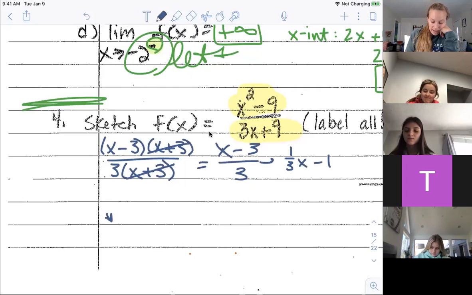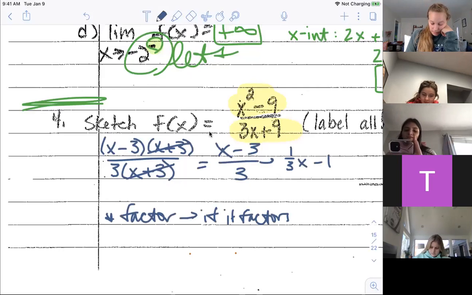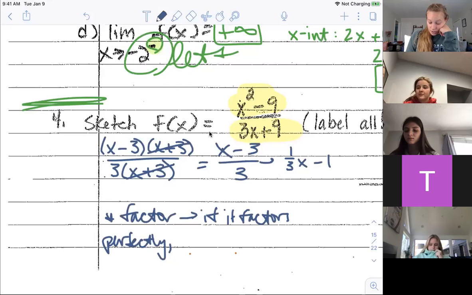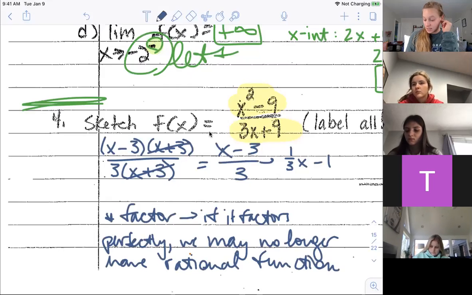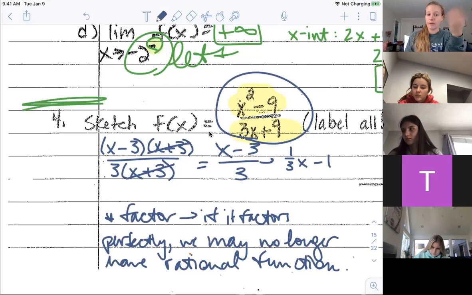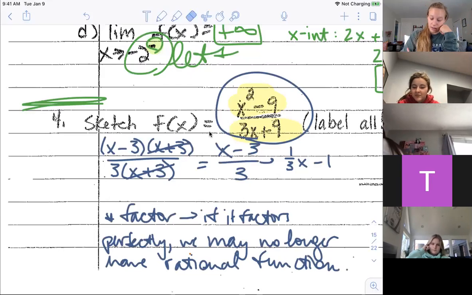So a note I'm going to make is that we factor, and if it factors perfectly, like if it factors nice enough that we cancel everything out, we may no longer have a rational function to graph. You don't have to write anything that I write. These are just my thought processes, and if I was in your shoes, this is what I would probably write off to the side: sometimes it looks like a rational function, but when we factor it, it's not.